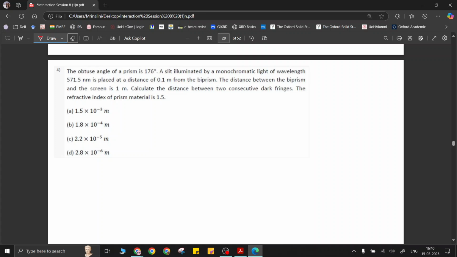A slit illuminated by monochromatic light of wavelength 571.5 nanometer. This is the wavelength of the monochromatic light we are using for this experiment. The slit is placed at a distance of 0.1 meter from the biprism. So this is our source or the slit. And then we have a biprism kept, and then we have a screen. The distance between the source and biprism is 0.1 meter as given.